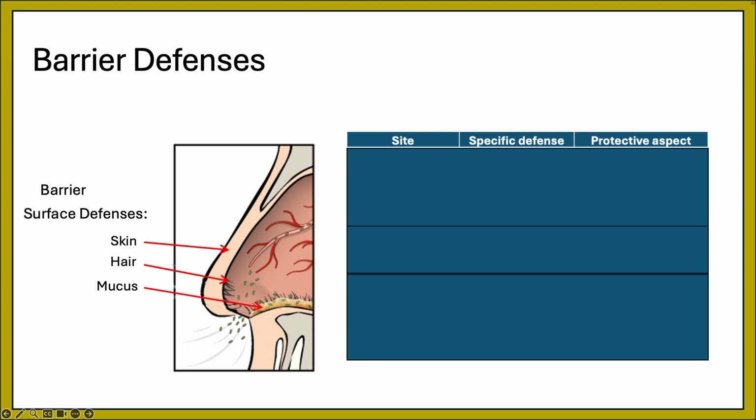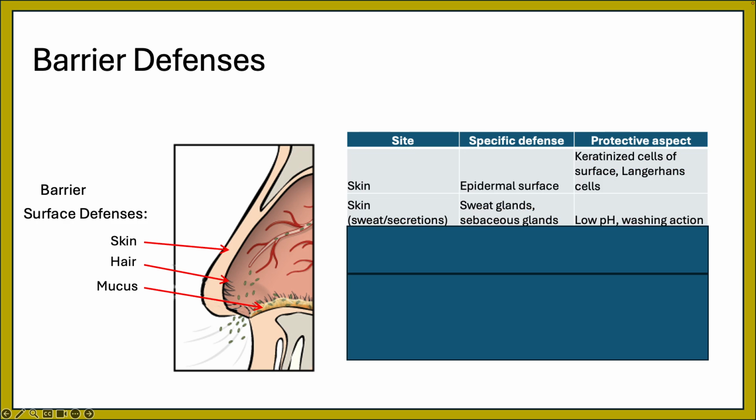All right, so your barrier defenses. Most superficially, your skin acts as a barrier defense, but you also have things like your hair, which binds things and prevents them from going in, your mucus, and other things. First, let's look at what's going on at the skin. You have your keratinized cells as well as the Langerhans cells, which are sort of like the resident macrophages residing in the skin, protecting your body just by being there.